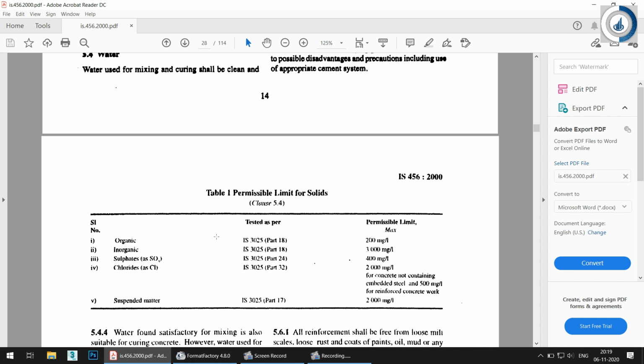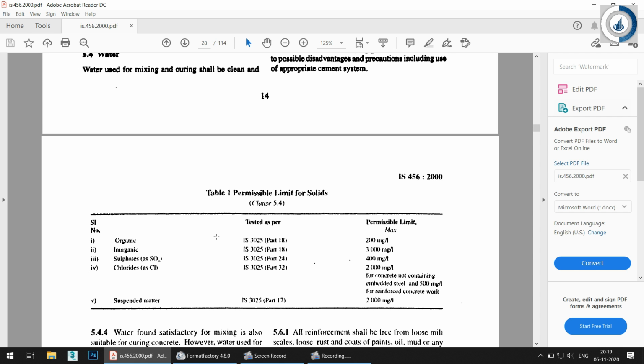And if sulfates are present, the maximum limit is 400 milligrams per liter. Chlorides 2000 milligrams per liter for concrete not containing embedded steel, and 500 milligrams per liter for reinforced concrete work. So this is the value for chlorides. And suspended matter again 2000 milligrams per liter. So for chlorides there are two different values for normal concrete and RCC concrete work.